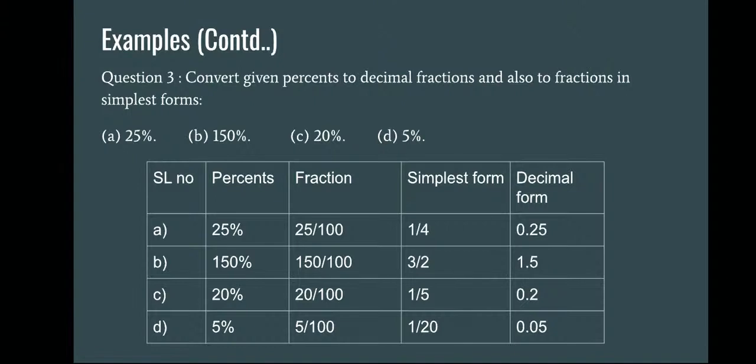The 5%: 5 divided by 100 in fraction. 1 by 20 is the simplest form, and 0.05 is the decimal form.